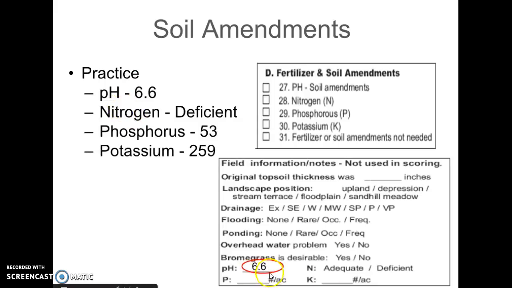On your scorecard, you can write 6.6 down on the pH. You can circle deficient. You can write 53 on the phosphorus, 259 on the potassium, and then you can come up here and know that you check nitrogen because it's deficient. You don't check anything with pH because it's between 6.5 and 8. And you would check phosphorus because it is below the 60. You would not check any potassium. You would not check 31 because you checked 28 and 29.